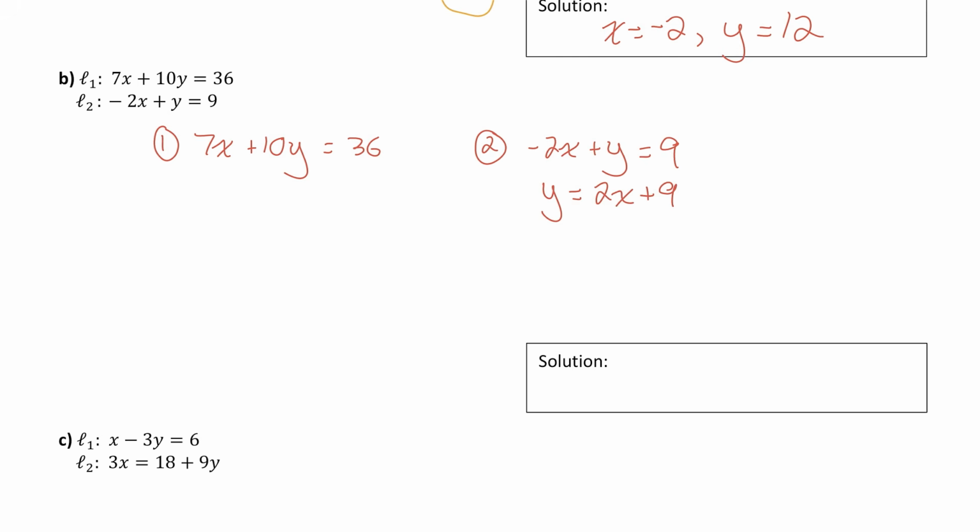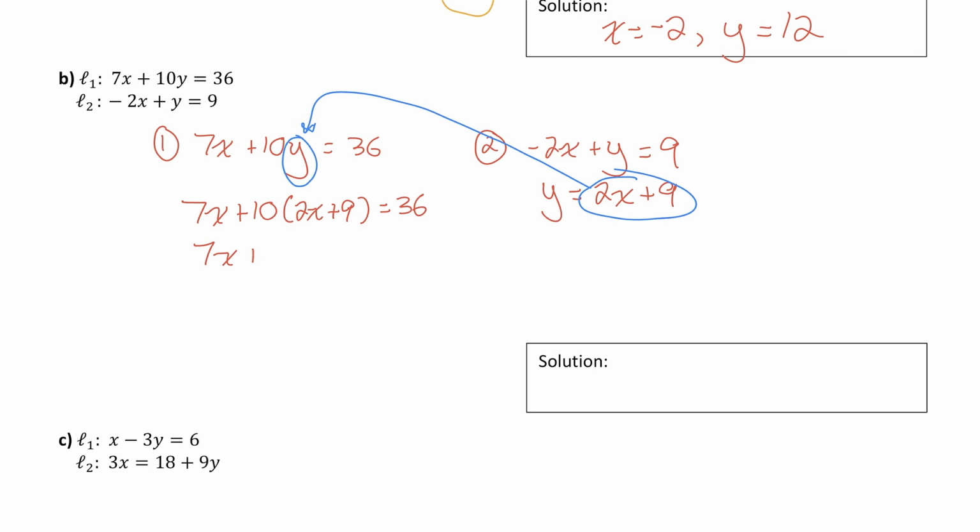Since equation 2 now tells me y equals 2x plus 9, I can take that 2x plus 9 and replace the y in equation 1 with that. So equation 1 now tells me that 7x plus 10 times (2x plus 9) is equal to 36. Now there's an equation with only one variable, x. We can solve for it.